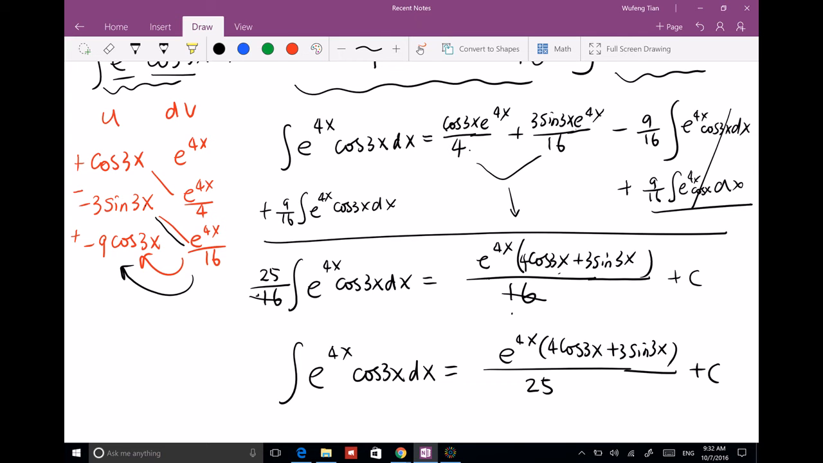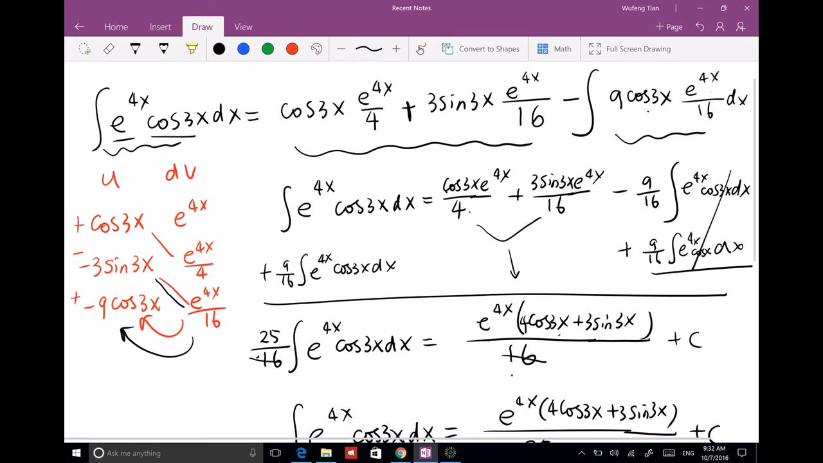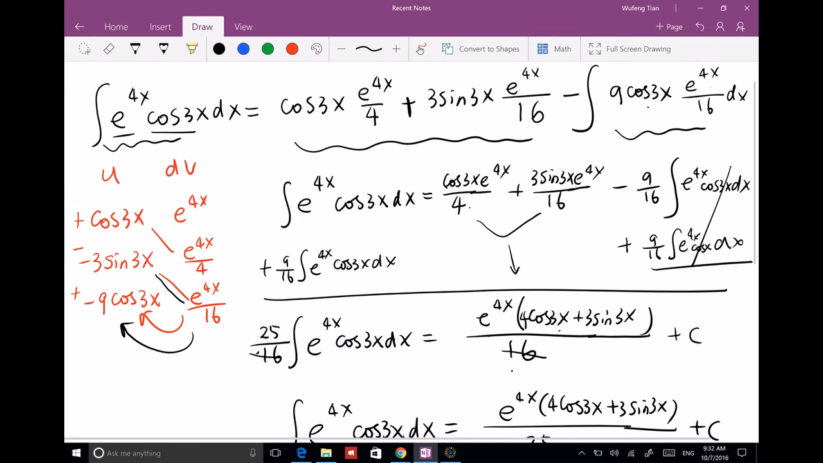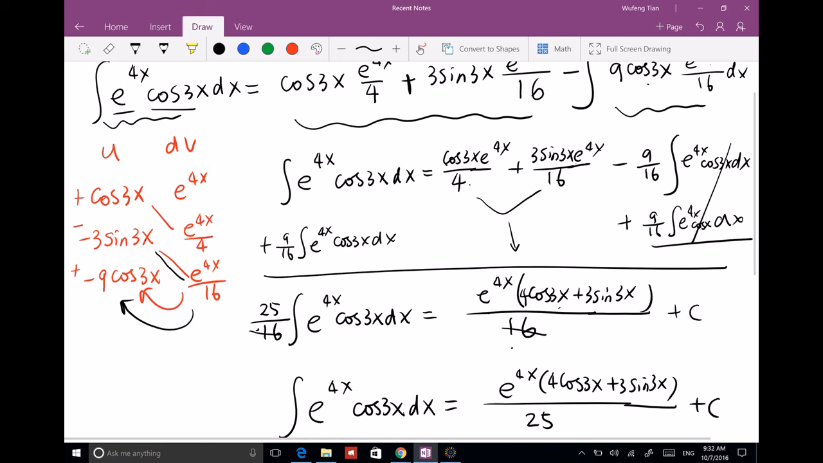Yes. Okay. I wanted to ask, if we're using the tabular method, when do we stop the integration and the differentiation? That's a very good question. When you use the tabular method, because it's from uv minus the integral of v du, aren't we supposed to stop at the second line?